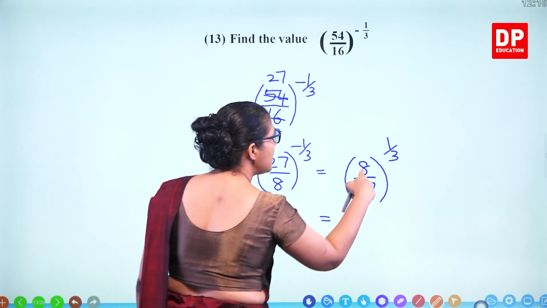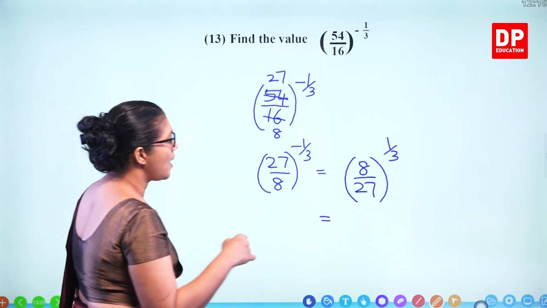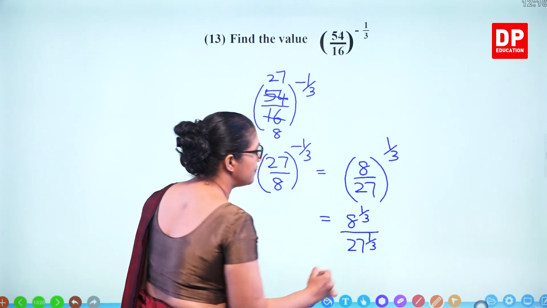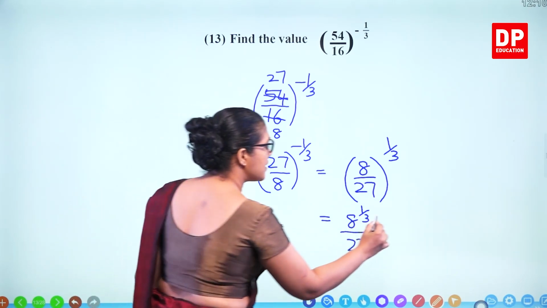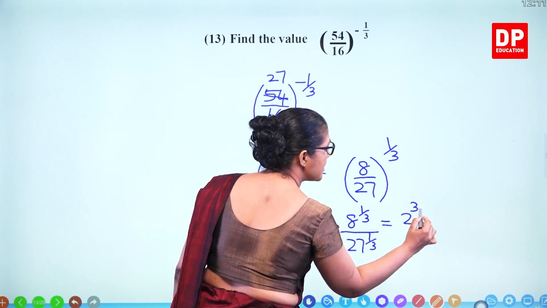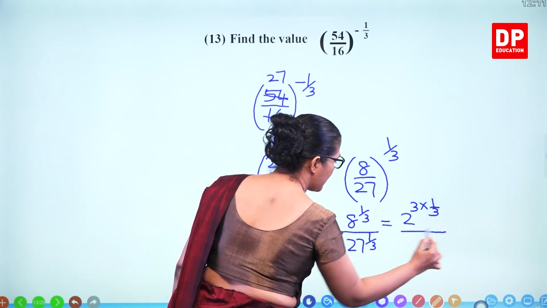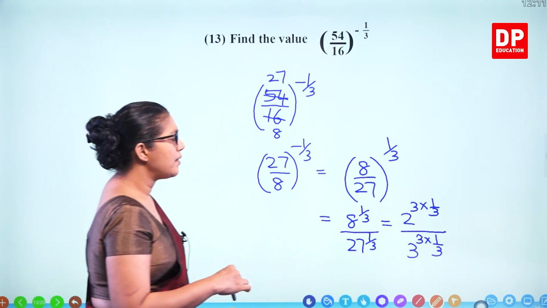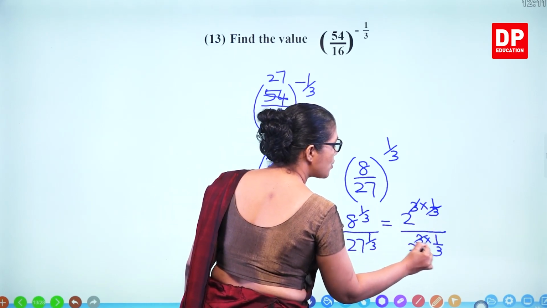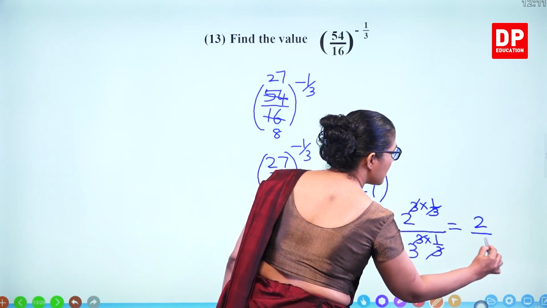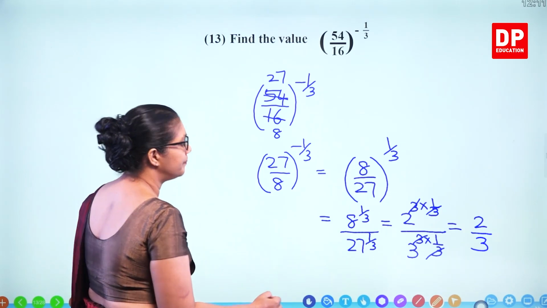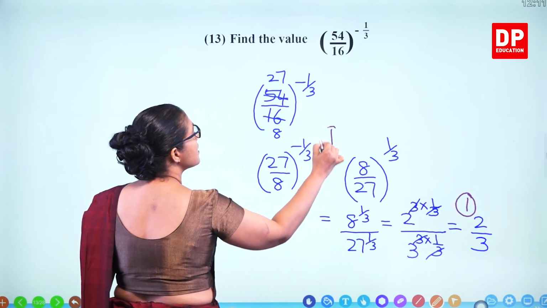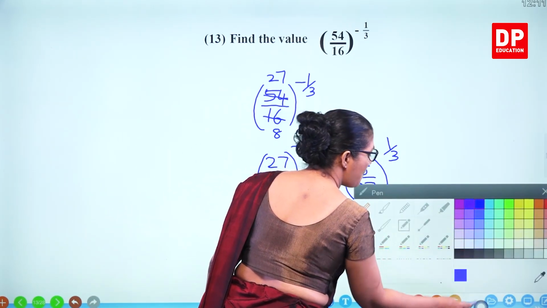Now you can consider 1/3 for both numbers. 8 to the power 1/3 and 27 to the power 1/3. Cube root of 8. So we know 2 to the power 3 is 8. You can multiply by 1/3. 3 to the power 3 is 27. Again, you can multiply by 1/3. So 3 gets cancelled out. What's the answer? 2 over 3. So 1 mark for the correct answer and 1 mark for the method.